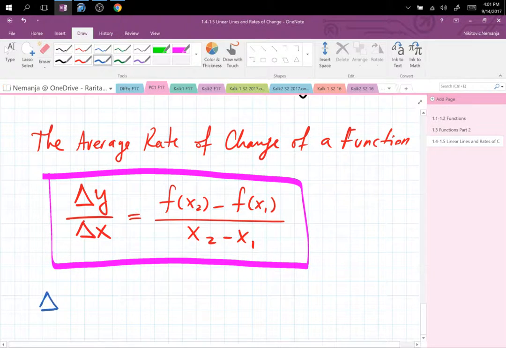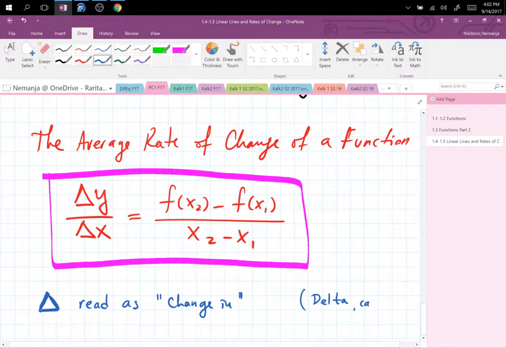Notation: the triangle is read as change in. For those of you interested, it's actually delta, which is capital D. The derivative eventually in Calculus 1 emerges from this.